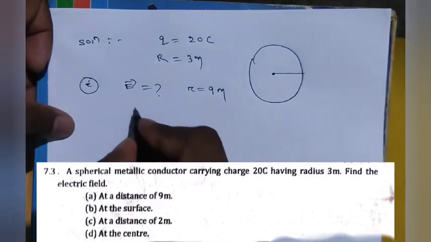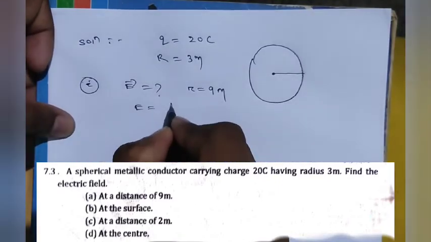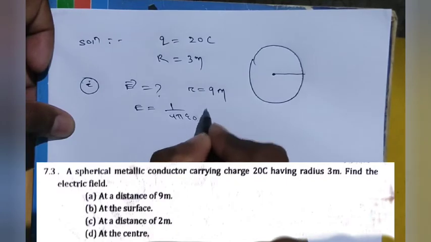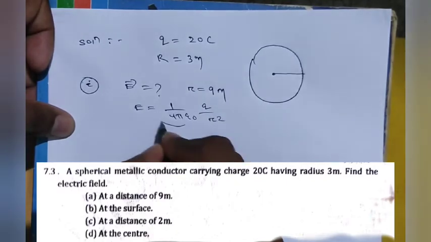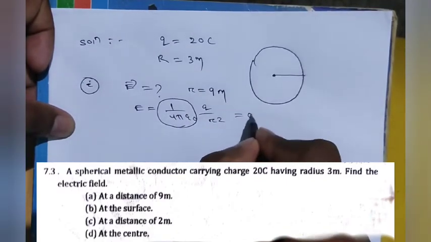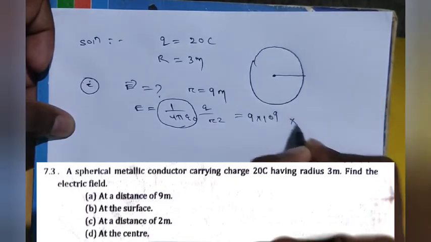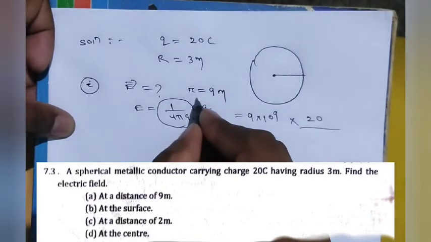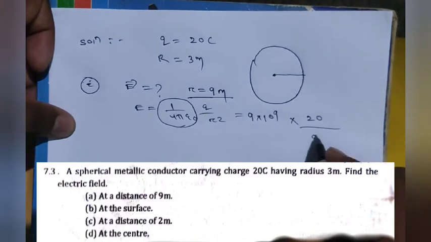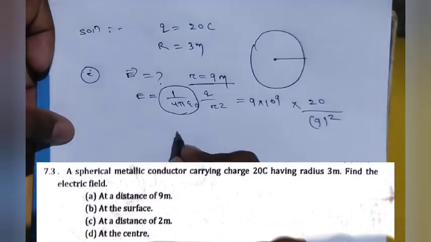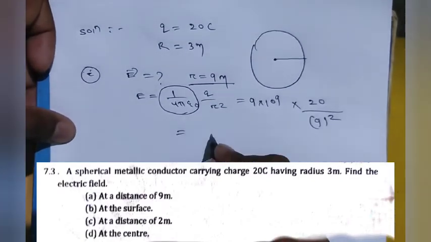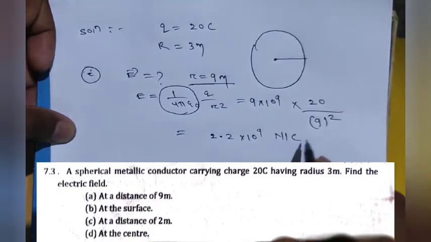So we know the formula E equals 1 by 4 pi epsilon 0, q by r square, and we know the value of 1 by 4 pi epsilon 0 is 9 into 10 to the power 9. Q is given 20 and r is given 9 meters, means 9 whole square. So it will be 2.2 into 10 to the power 9 Newton per Coulomb.